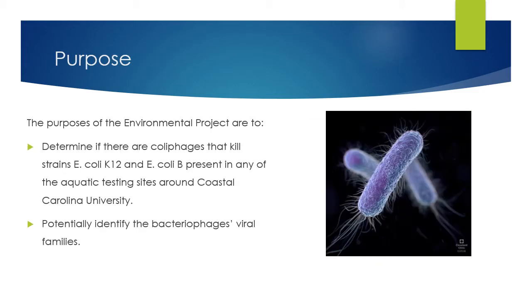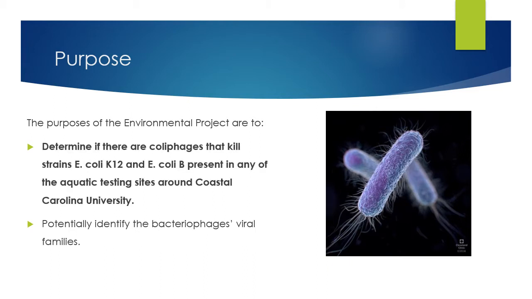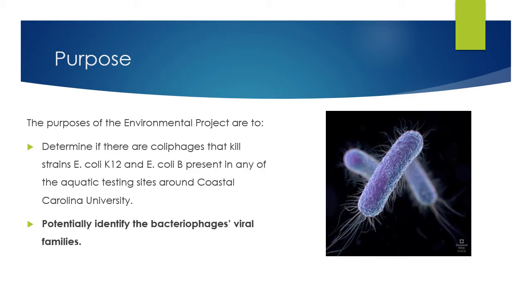So, the two primary purposes of the environmental project are, number one, to determine if there are bacteriophages, or coliphages, which are essentially just bacteriophages that attack coliforms, that kill strains E. coli K12 and E. coli B in any of Coastal Carolina's aquatic testing sites. The second purpose of the project is to try and identify these bacteriophages' viral families, which would allow us to potentially isolate and perform further testing upon the coliphages that we find in these water systems.